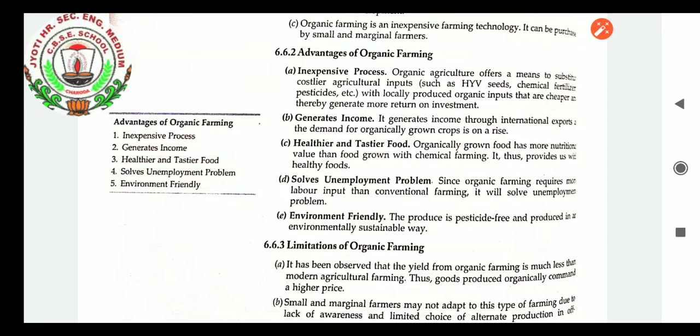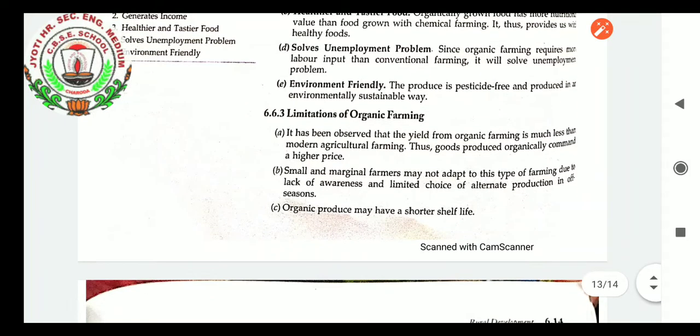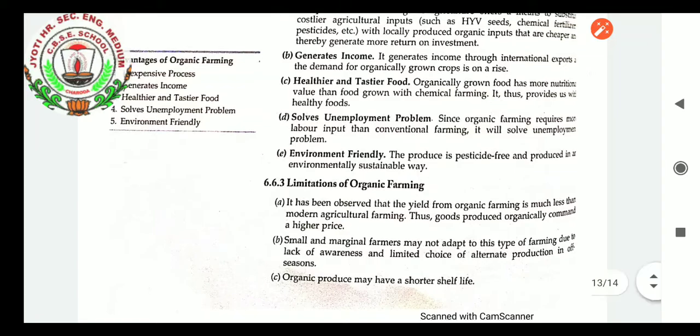Generates income. It generates income through international exports as the demand for organically grown crops is on a rise. Healthier and tastier food. Organically grown food has more nutritional value than food grains with chemical farming. It thus provides us with healthy foods. Solves unemployment problem. Since organic farming requires more labor input than a conventional farming, it will solve unemployment problem also. Environment friendly. Definitely, it will not destroy the soil, it will not destroy the water and the air. So the produce is pesticide free and produced in an eco-friendly sustainable way.